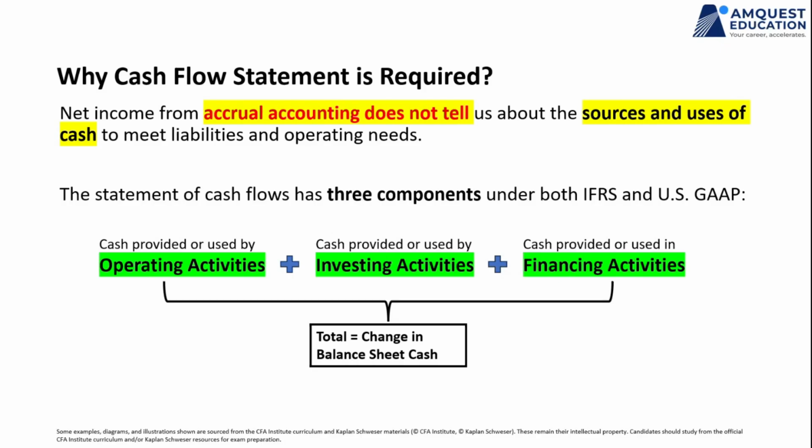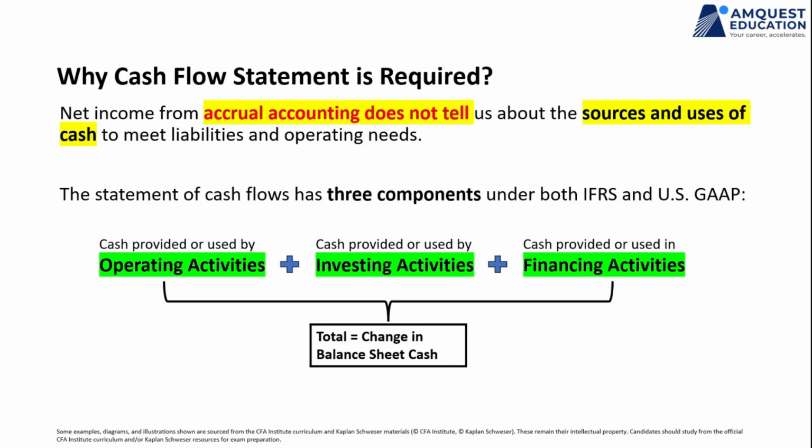So net income or net profit will not tell us whether we have the source and the use of cash to meet liabilities and our operating needs, because you cannot delay expenses in certain cases. You have to take care of expenses and your liabilities. So if the customer has delayed payments, you still have to ensure that your operating expenses are met.